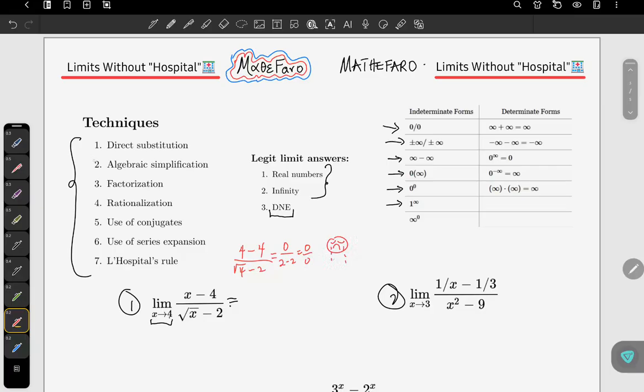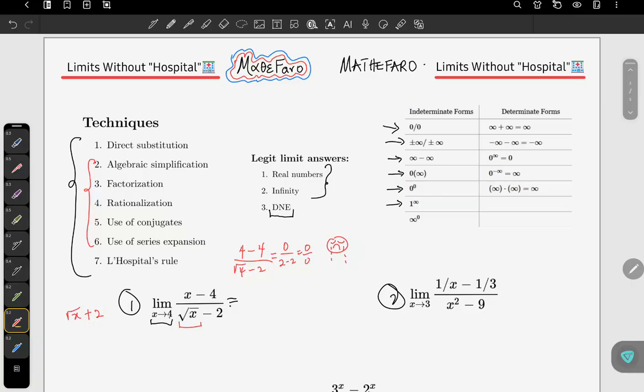Then we look into our list, our toolbox. What do we need to do? We can try factorization, we can try rationalization. Either of those two works. I know rationalization can work here because there is a radical. So I can multiply both the numerator and the denominator by the conjugate of the denominator, square root of x plus 2. That will work.